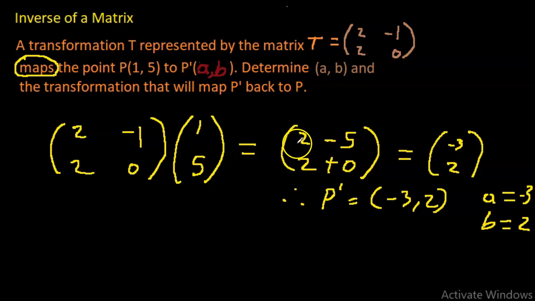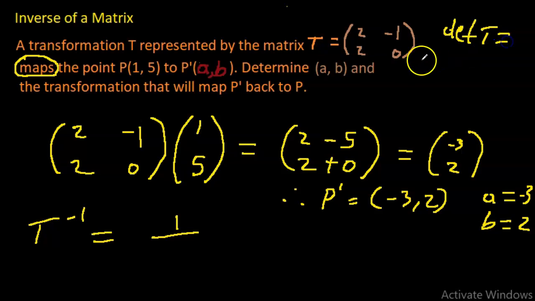And what do you think that is? The same idea as functions, that would be the opposite matrix, or we call it the inverse matrix, right? So if a matrix maps (1, 5) to a point, then the inverse matrix will map that image point back to the original point. So let's find T inverse, because that's the matrix that does that. We have a formula for the inverse of a matrix: 1 over the determinant. Here's T. What's the determinant of T?